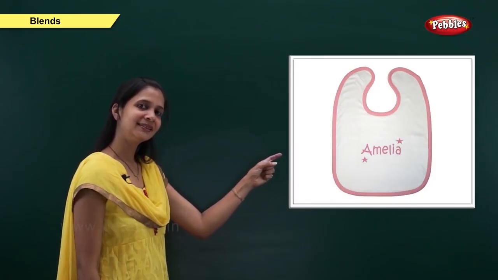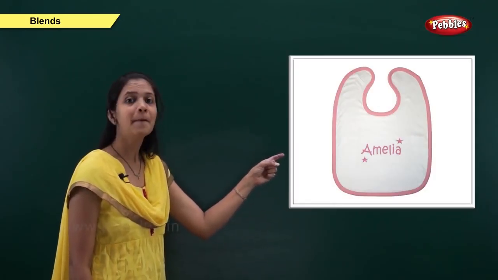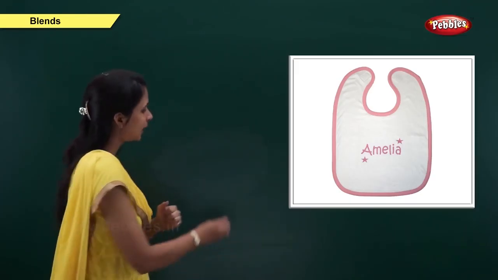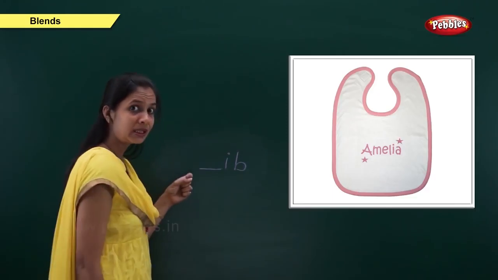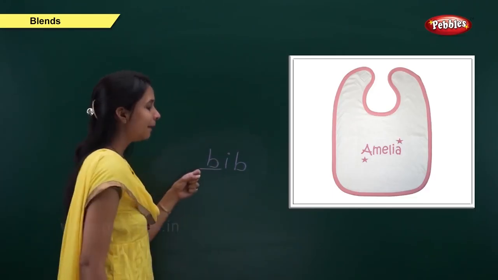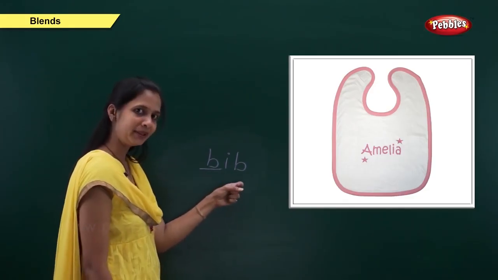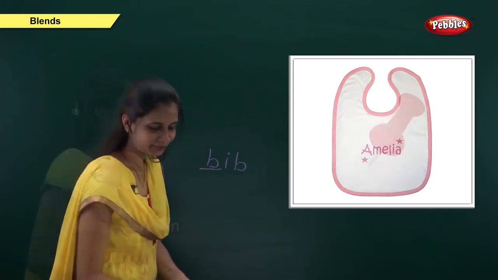Now next one. What is it? Bib. Yes, so beginning sound of it, B. Which letter? B. So B says B. B-I-B. Bib.